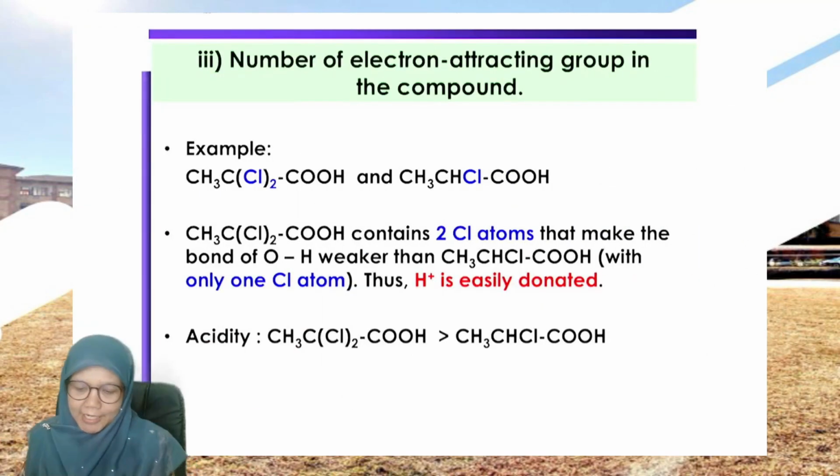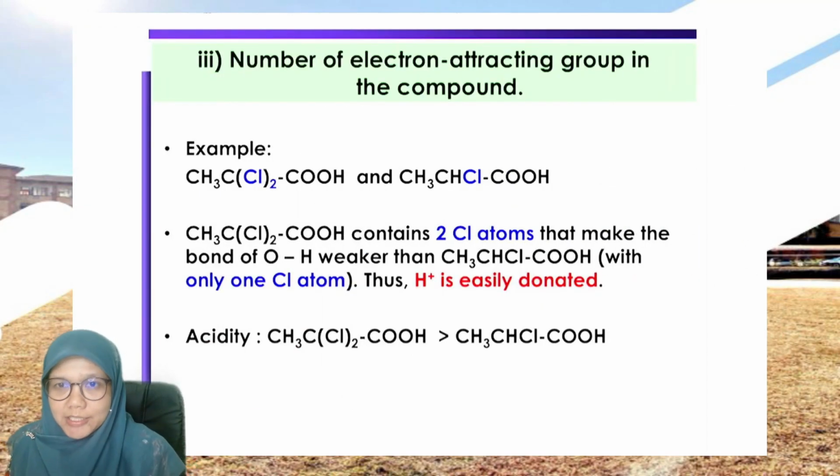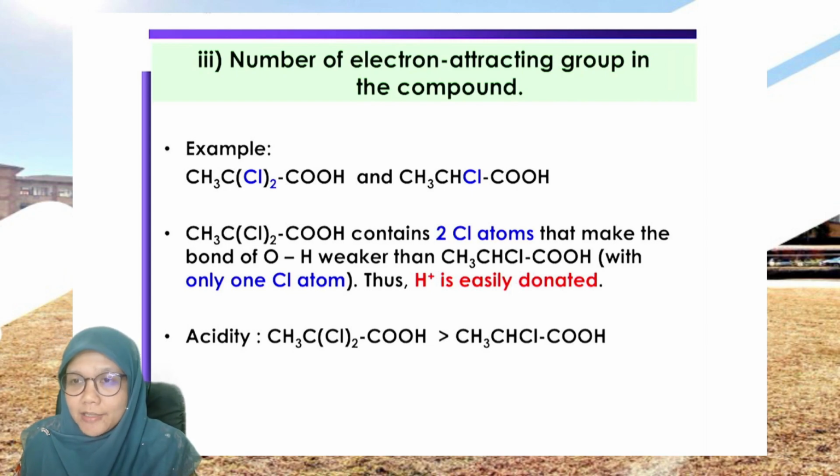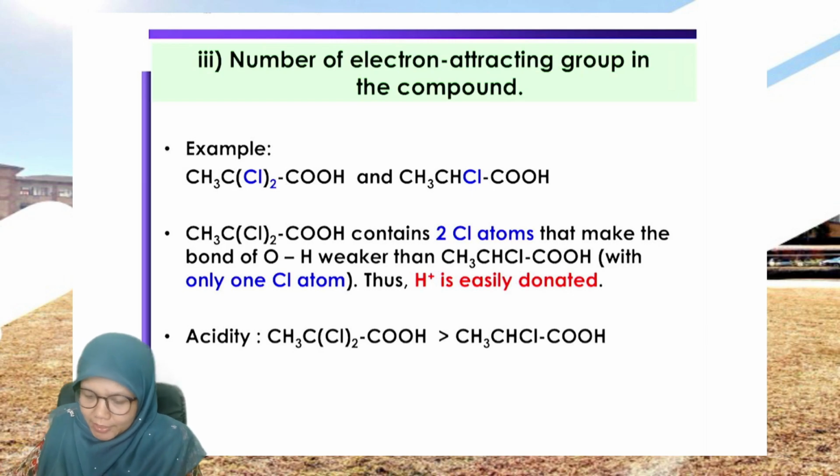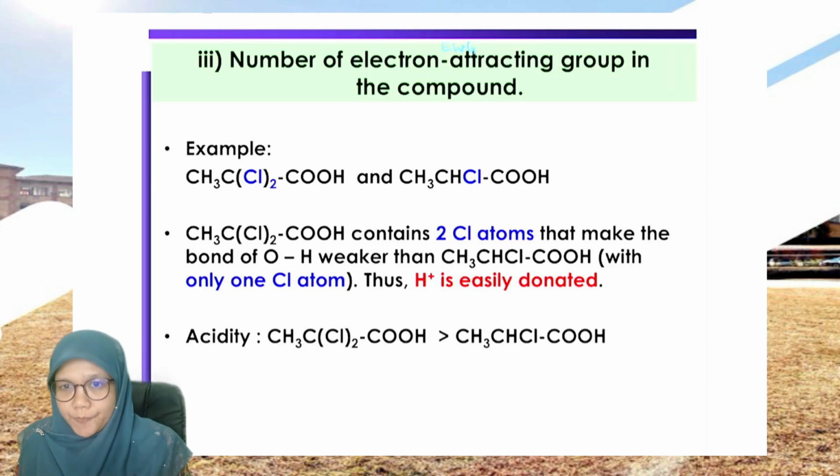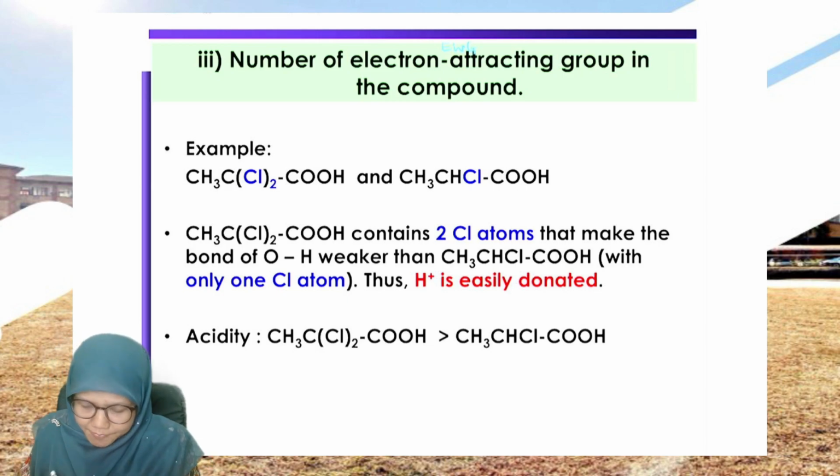Alright, and then kita lihat lagi. Faktor yang ketiga ialah number of electron attracting group in the compound. Tadi saya dah mention dah. Electron attracting group ni sama seperti EWG group lah, electron withdrawing group. Okay, example. Compound yang pertama ni kita ada 2 Cl.